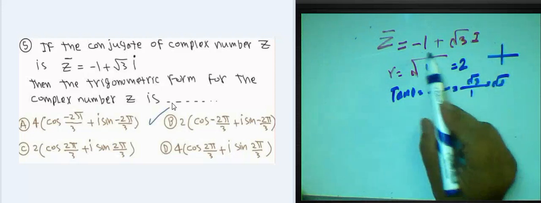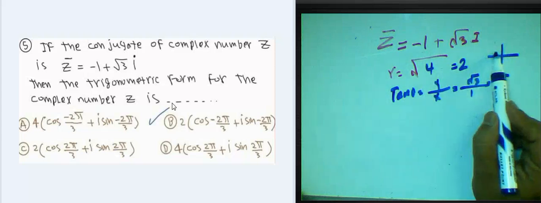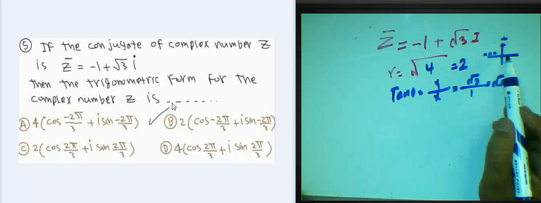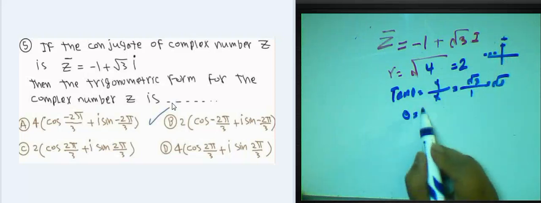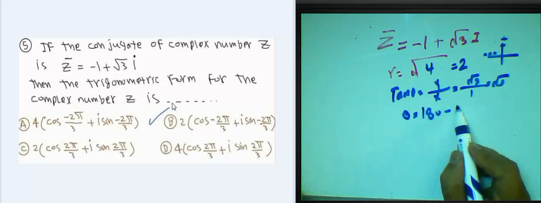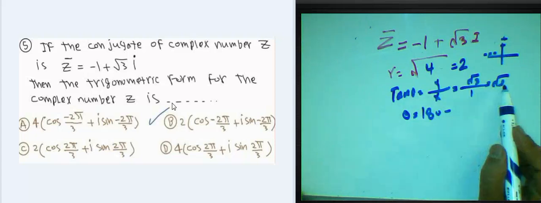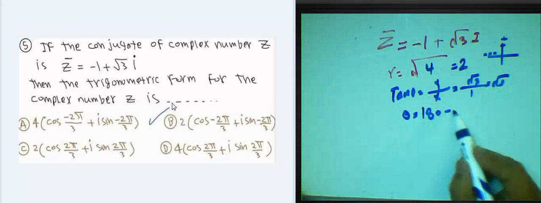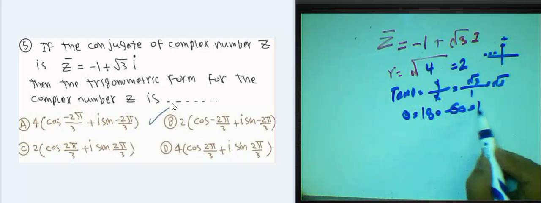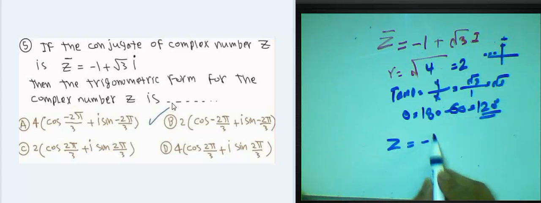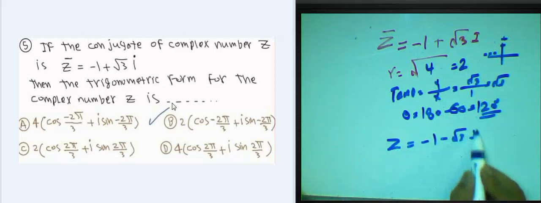The sign here is negative for x and positive for y, so it lies in the second quadrant. In the second quadrant, theta will be 180 minus the reference angle. We know tan 60 equals root 3, so the angle here is 180 minus 60, which equals 120 degrees. Then z here will be negative 1 plus root 3 i.